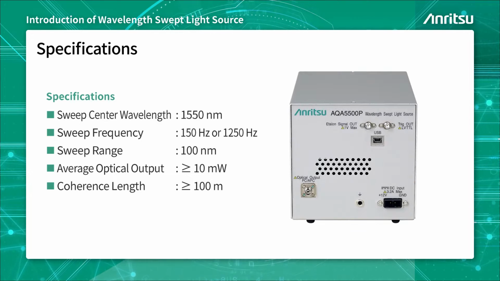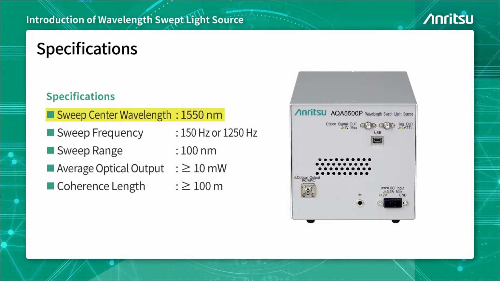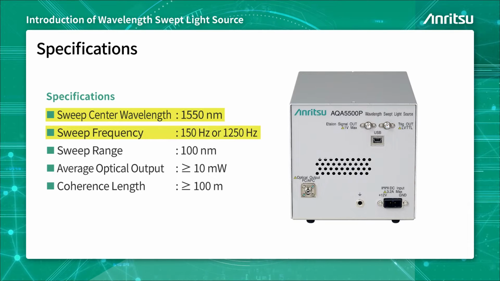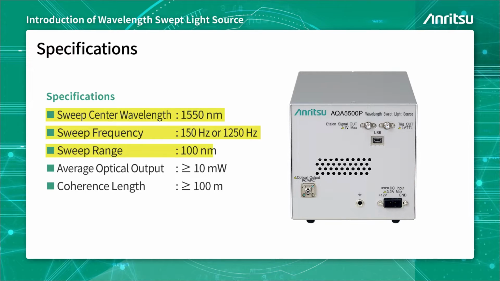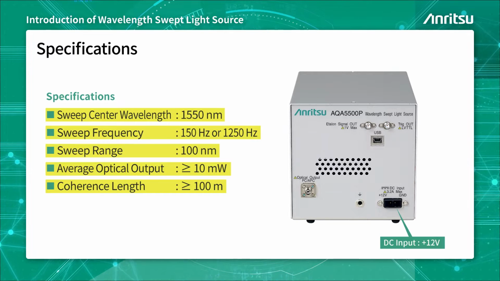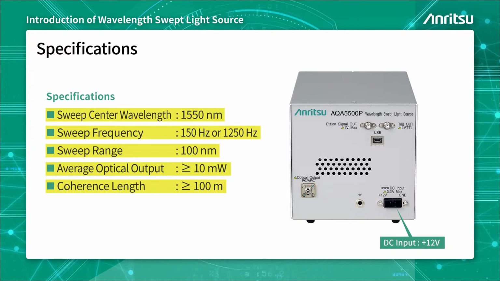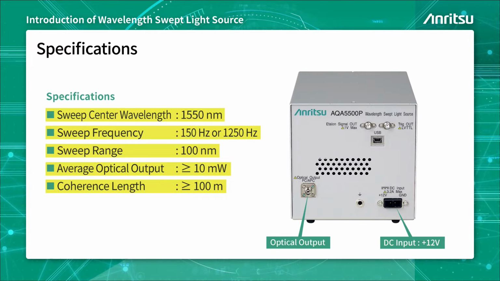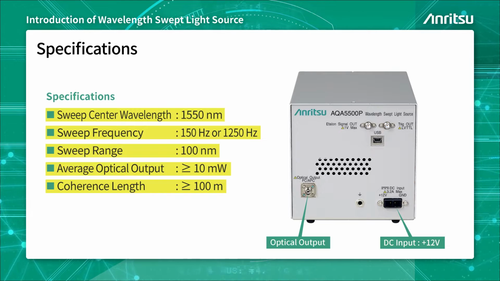Two products are available, both sweep center wavelength of 1550 nanometers, and each supports 150 Hz and 1250 Hz sweep frequency. The power source requires a single 12-volt direct current. It can be utilized as a standalone light source only by supplying power.